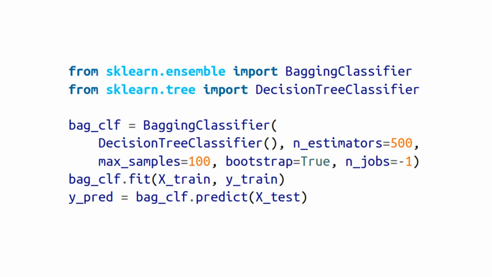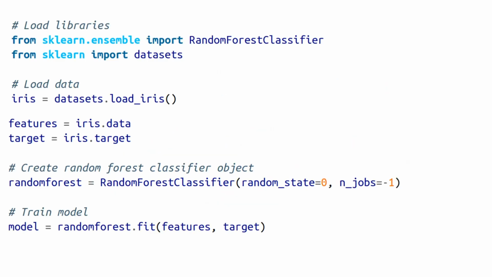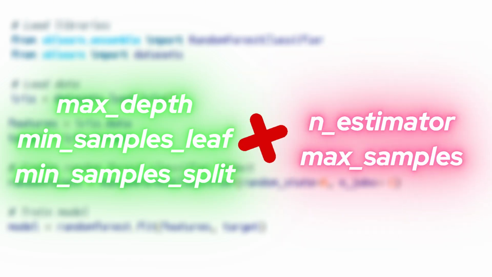The bagging classifier automatically performs soft voting instead of hard voting if the base classifier can estimate class probabilities. Instead of building a bagging classifier and passing it a decision tree classifier, you can instead use the random forest classifier, which is more convenient and optimized for decision trees. With a few exceptions, a random forest classifier has all the hyperparameters of a decision tree classifier to control how trees are grown, plus all the hyperparameters of a bagging classifier to control the ensemble itself.